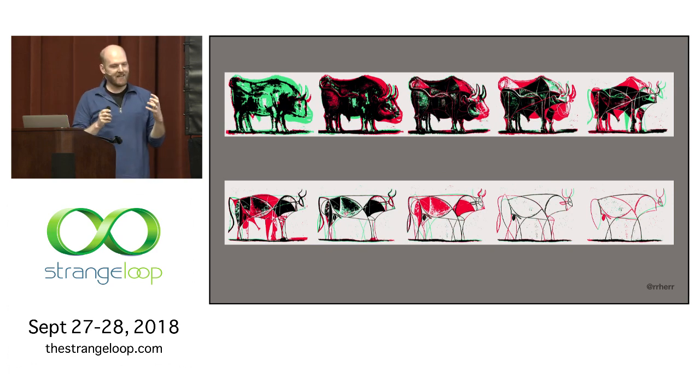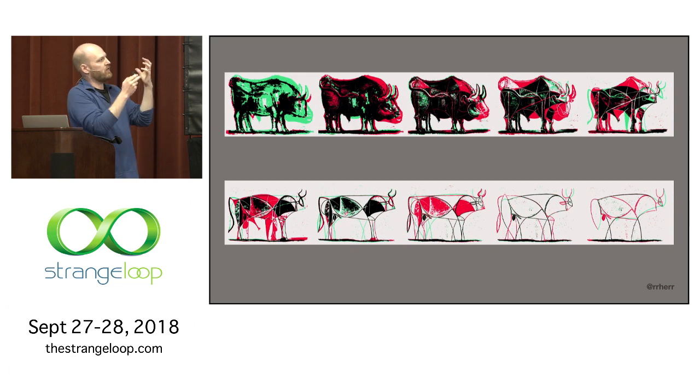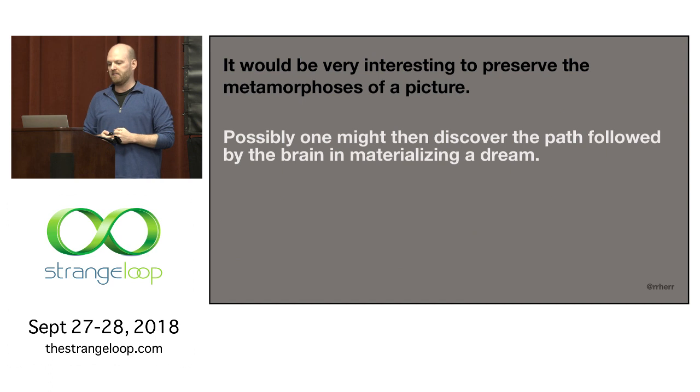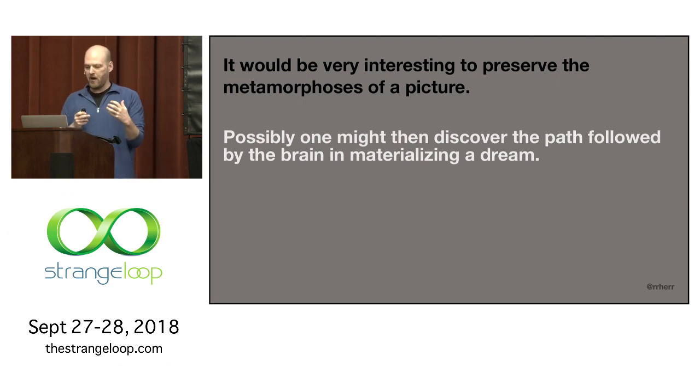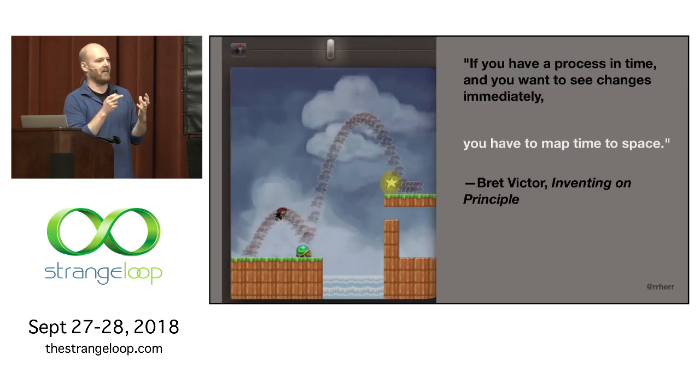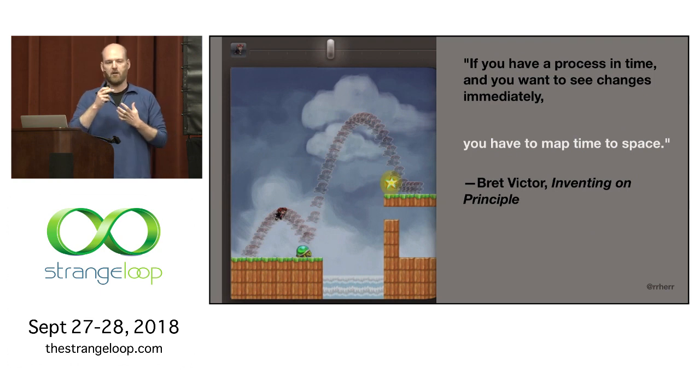So I got really excited working with the tracing paper, working with code to calculate the differences between these images, but I wondered if I could go further. I came back to this idea about discovering the path followed by the brain and materializing a dream. And I thought about some work that Bret Victor did, where again he traces a path literally in his talk about inventing on principle. And he shows the example of a platform game like Mario.